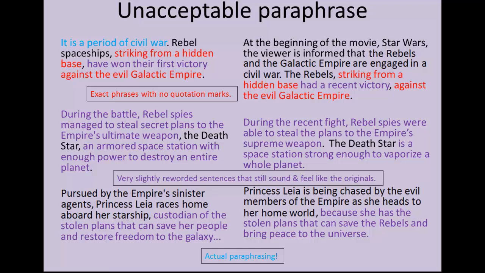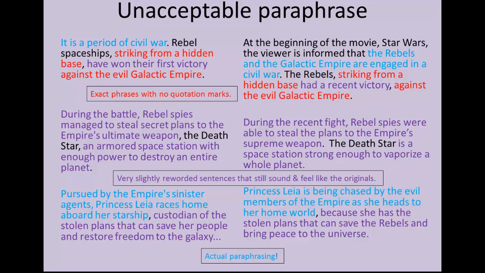There is, believe it or not, some actual paraphrasing going on in here. Up at the top I had, it is a period of civil war, and I took that and turned it into, the rebels and the Galactic Empire are engaged in a civil war. Pursued by the Empire's sinister agents, Princess Leia races home aboard her starship. Princess Leia is being chased by the evil members of the Empire as she heads to her home world. It needs to be more than sounds the same and you just substituted one or two words here and there. Not good enough.